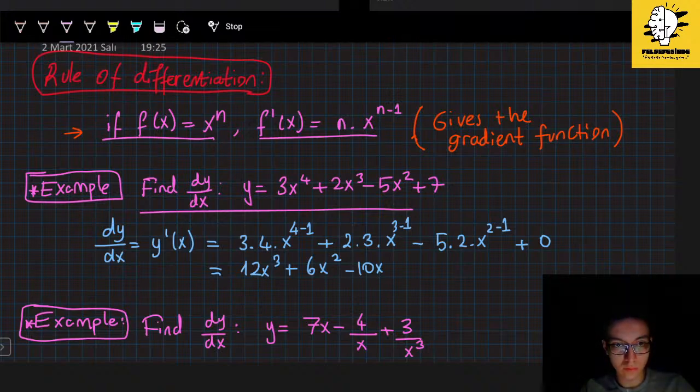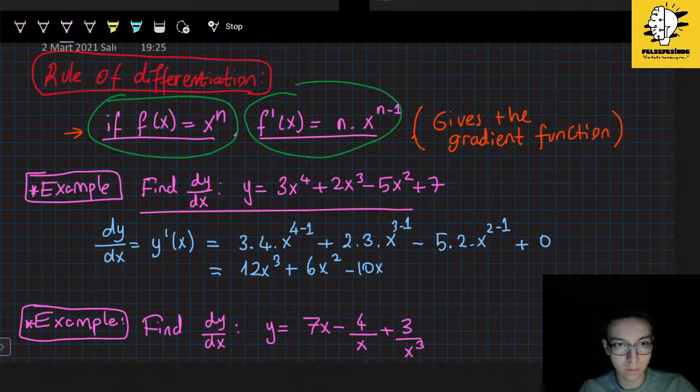Okay, so this is the first example. You don't have to solve every example, but this one is an important one. So this is our rule. We have a function f(x) equal to x to the power of n. And when we differentiate it, this is going to be f prime x, and we call this prime.